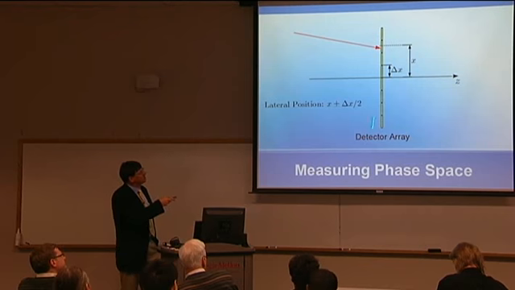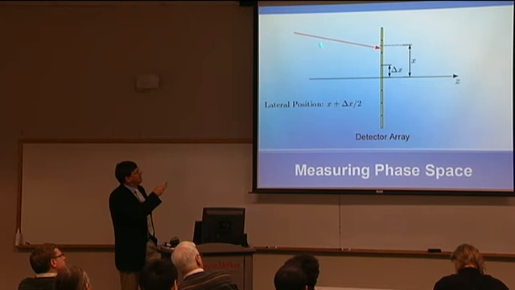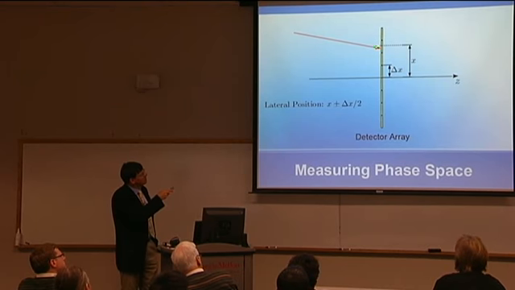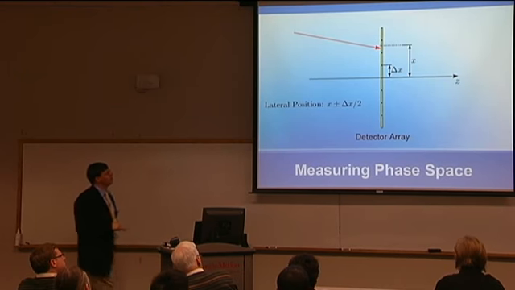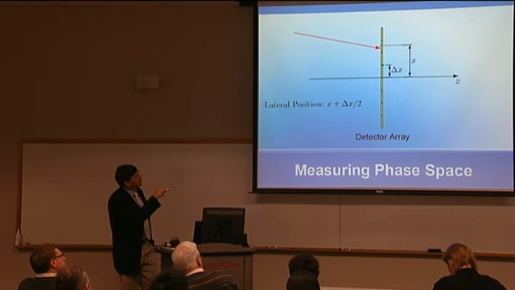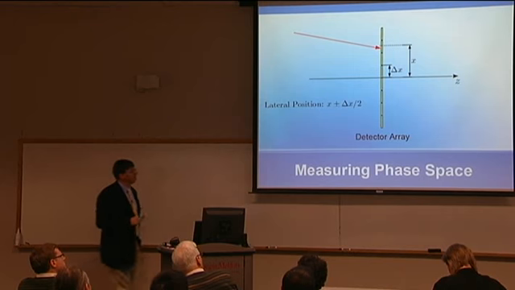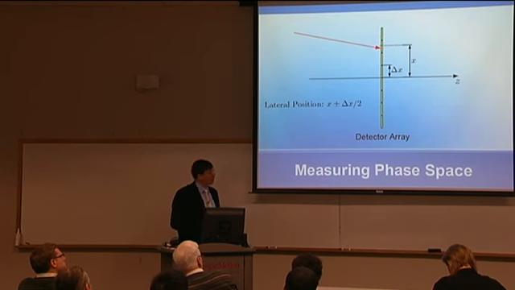Well, let's think about a detector array. We can easily measure the lateral position. This is just given by the pixel that is illuminated. We have a certain tolerance here, a certain error in measurement. That's just the pixel size. So how do we measure the direction?